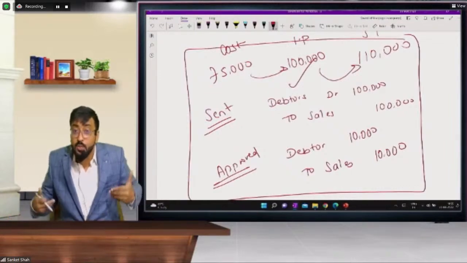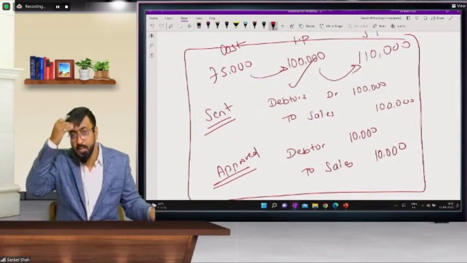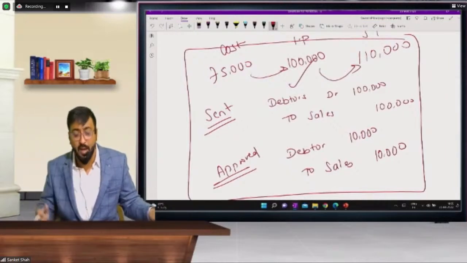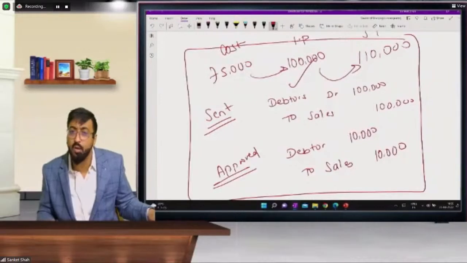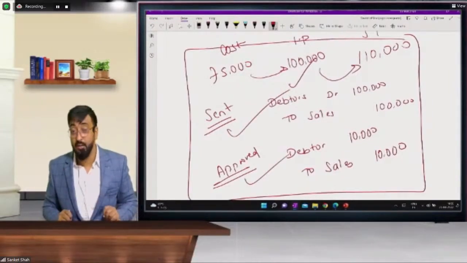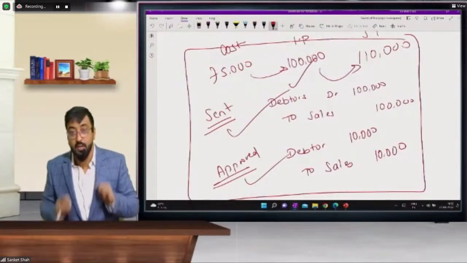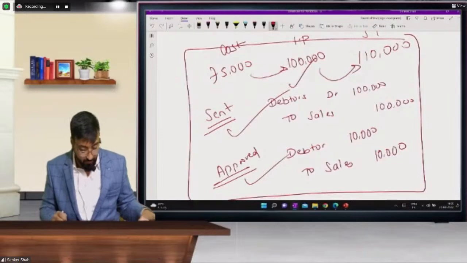So my invoice price is 1 lakh. I just want to sell it at 1 lakh. But extra, beta, is a part of luck. Extra I got 10,000 rupees, that I will record at 10,000. So 2 entries I will pass. At the time of sending, 1 lakh. At the time of approval, again 10,000. Now please reverse this situation.